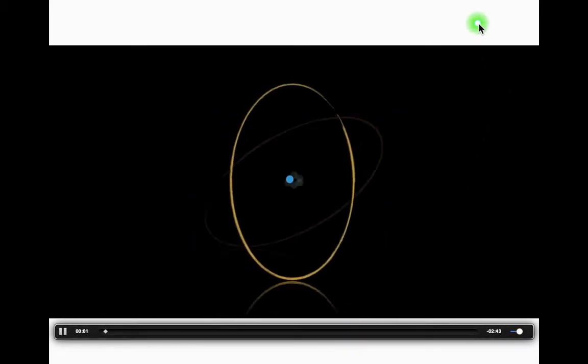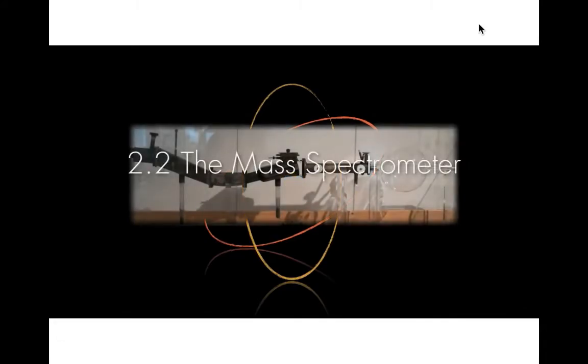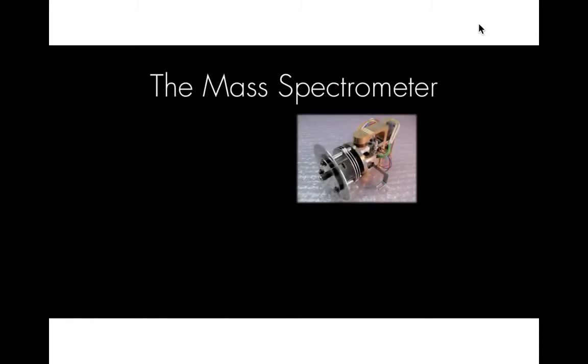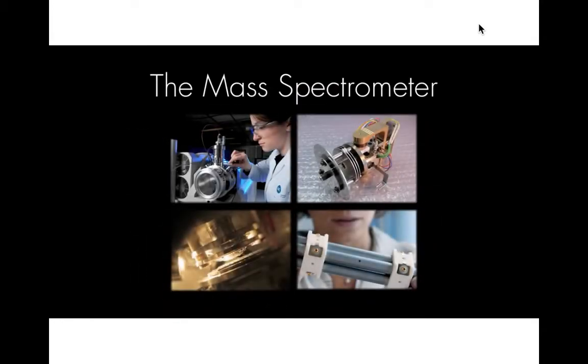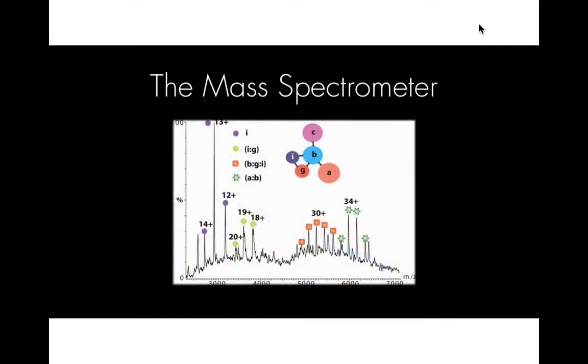Welcome to subtopic 2.2, the mass spectrometer. The mass spectrometer is a vital instrument in many kinds of chemical analysis. But how does it work? And how do we interpret the data that we get from it?